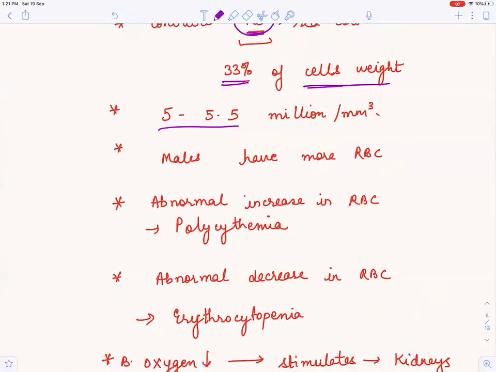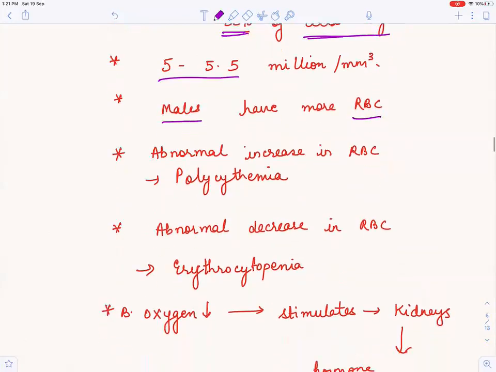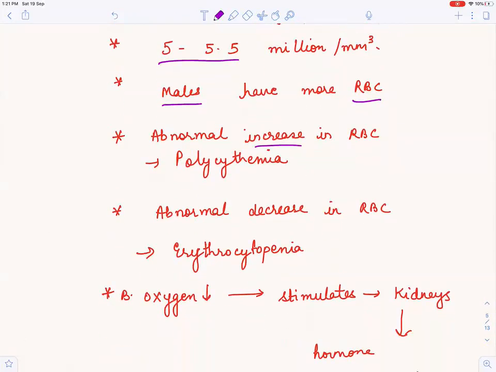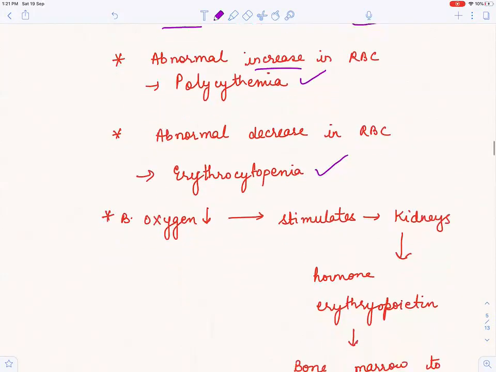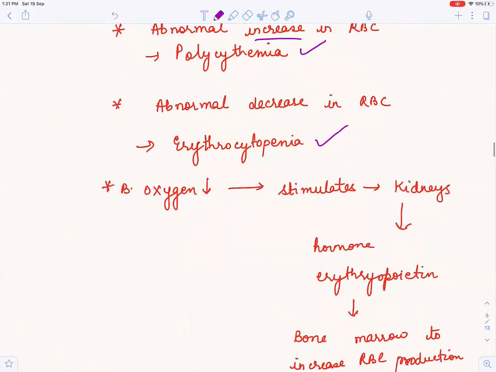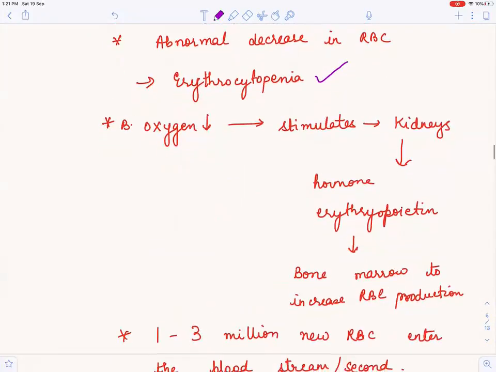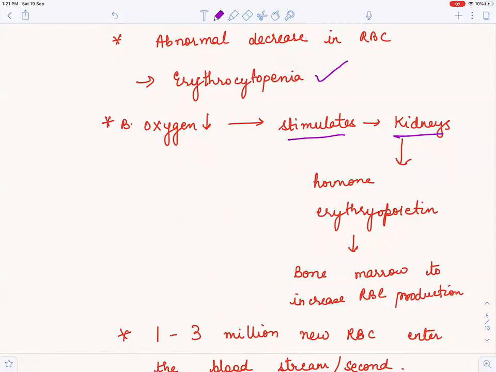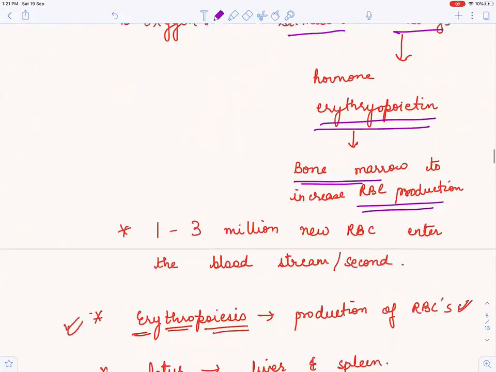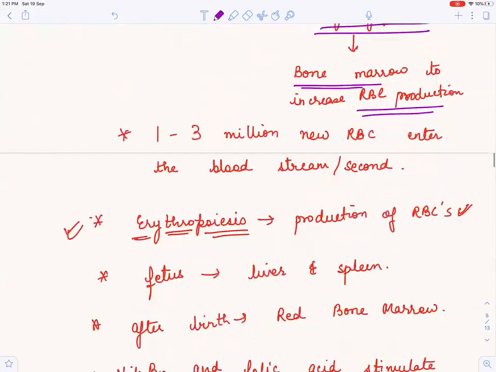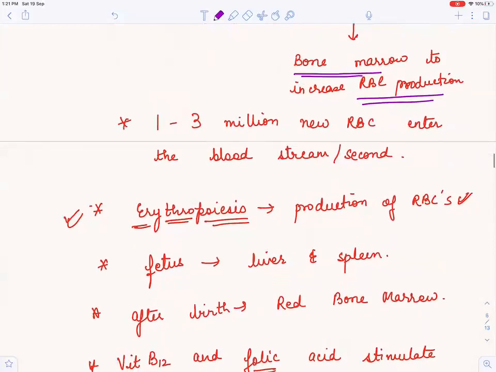There are around 5 million RBCs. Males have more RBC because females lose them during menstruation, and abnormal increase in RBC is known as polycythemia. Abnormal decrease is called erythrocytopenia. And if the blood oxygen level falls down, it stimulates the kidney to release the hormone erythropoietin, which stimulates the bone marrow to increase RBC production. And 1 to 3 million new RBCs enter the bloodstream per second.